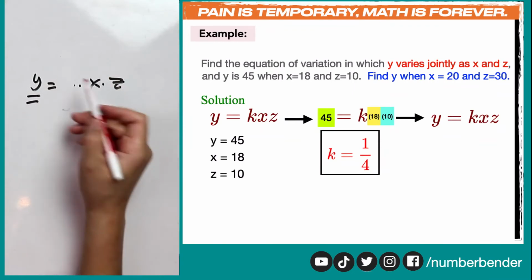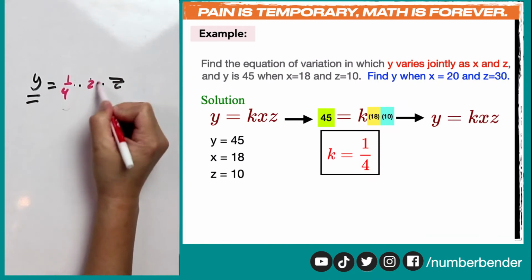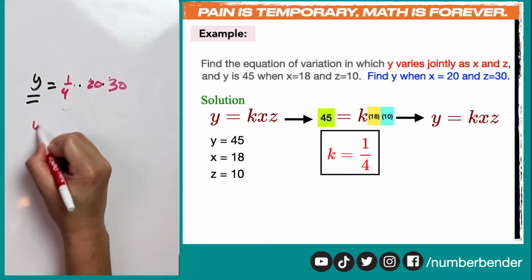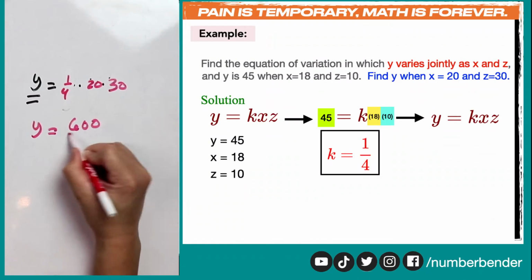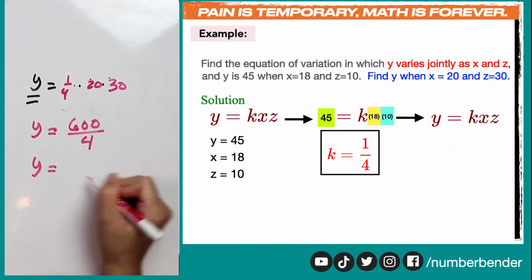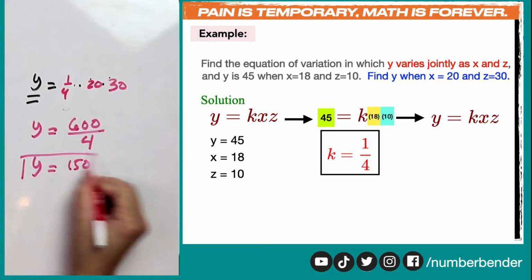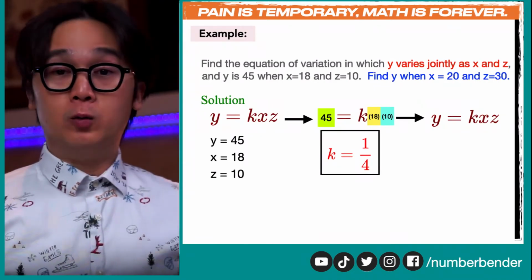We know that k is 1/4. We know that x is 20. And we know that z is 30. And by simplifying it, we'll have 20 times 30 is 600 all over 4. And we know that 600 divided by 4 is equal to 150. So now we found the value of y, given that x is 20 and z is 30, with a constant of variation of 1/4 based on the first statement in our word problem.